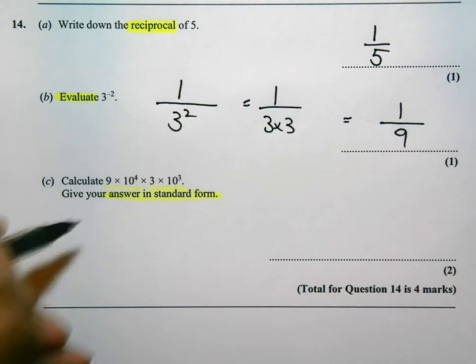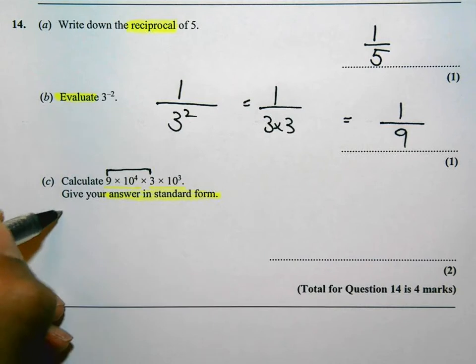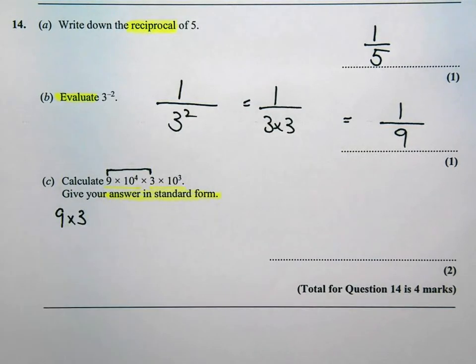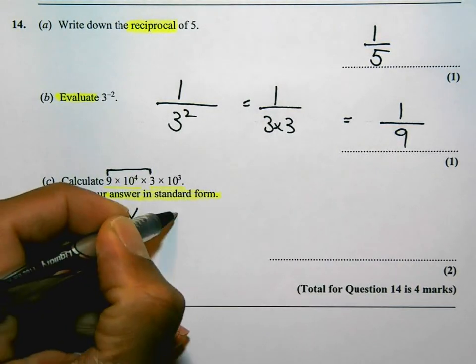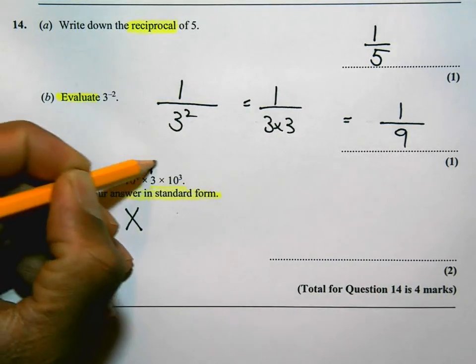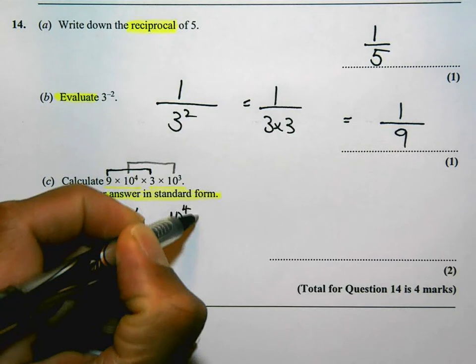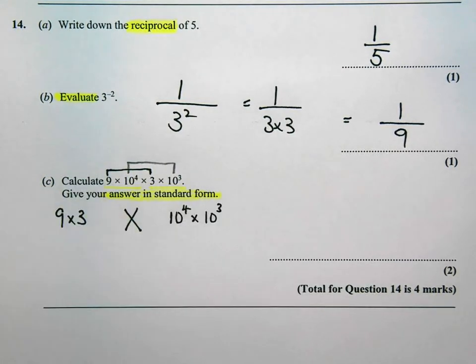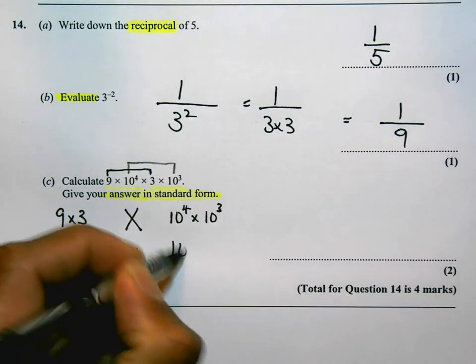If you're familiar with this, you should be able to do this quite easily and quickly. So we're going to work out 3 times 9, or 9 times 3, first of all. And because it's in standard form, it's going to be times 10 to the power of, but the next bit I'm going to times together are the two powers of 10. 10 to the power of 4 times 10 to the power of 3. And now if I work out each of those, that will help me towards my answer. I'll get 27, 9 times 3, times, and over here I'm going to add the powers, so it's going to be 10 to the power of 7.